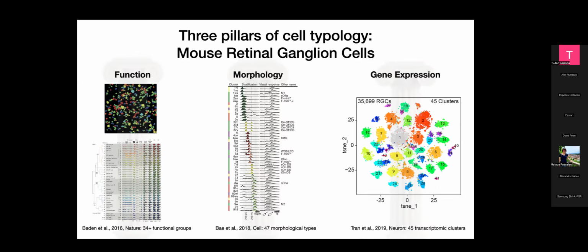So in function, there was this Nature paper by the Baden and Euler group that found 34 plus functional groups from calcium imaging. So there's two photon calcium imaging of the retina, and they just present a lot of visual stimuli, a battery of stimuli, and they do sparse PCA clustering. That's really this whole paper.